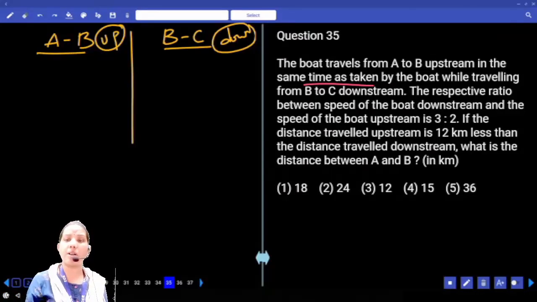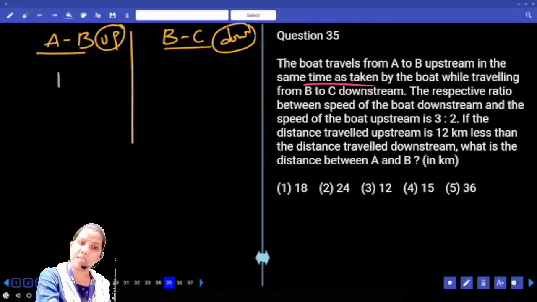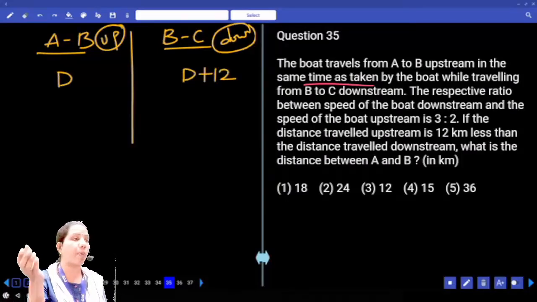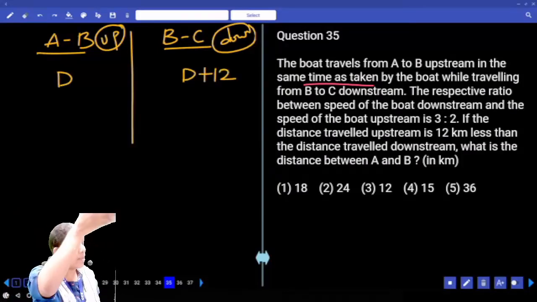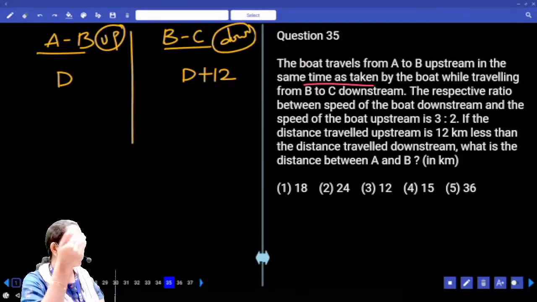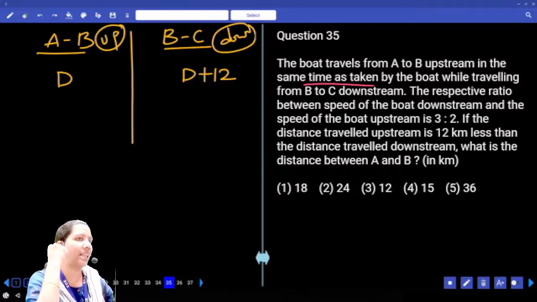If the distance traveled upstream is 12 kilometers less than the distance traveled downstream. Suppose upstream distance is D, then downstream distance is D plus 12. Compared to downstream distance, upstream distance is 12 less. So my assumption is upstream is D, then what is the downstream value? D plus 12. Understood? If downstream distance is D, then what should we write for upstream distance? D minus 12. We can do it that way also.